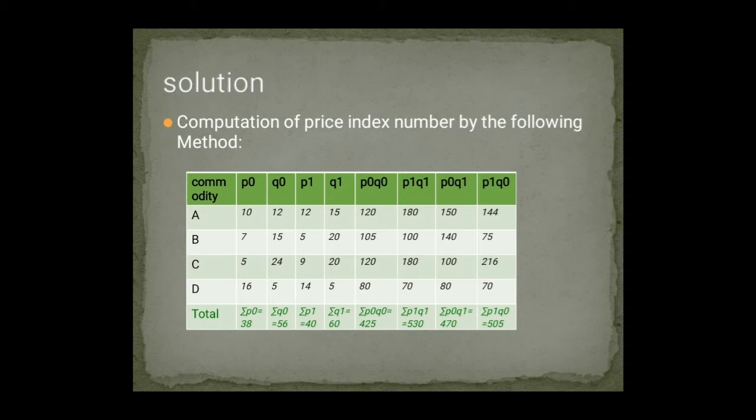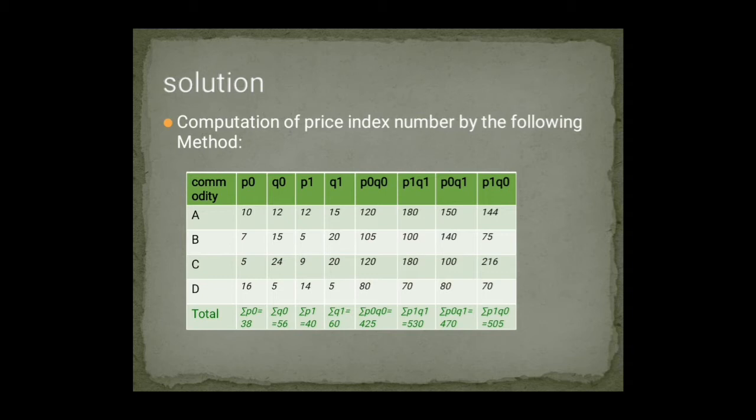First we'll go P0Q0. So what is base year price and base year quantity? 10 into 12 is equal to 120. Next 7 into 15 is equal to 105. 5 into 24 is 120. 16 into 5 is 80.